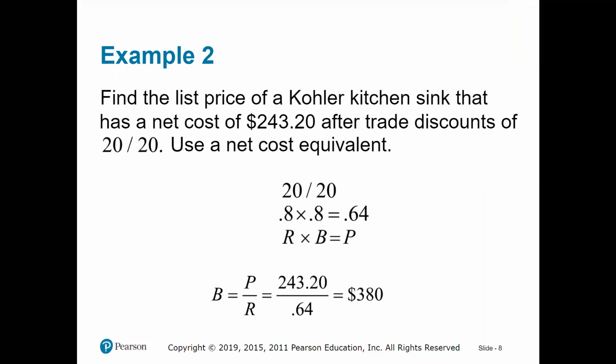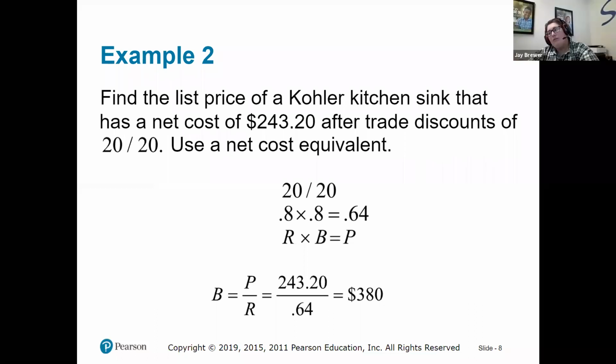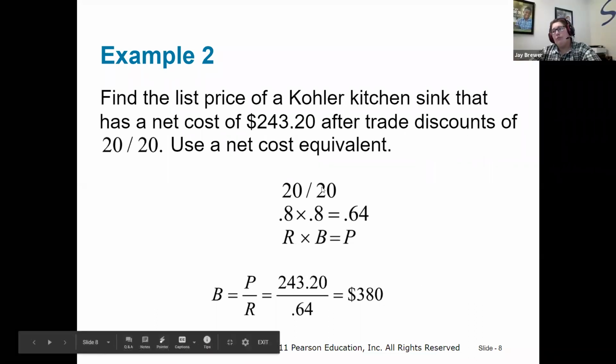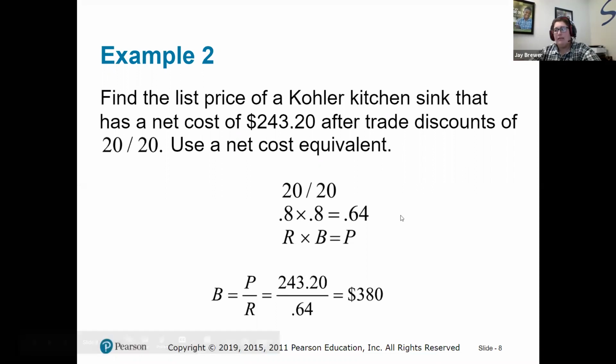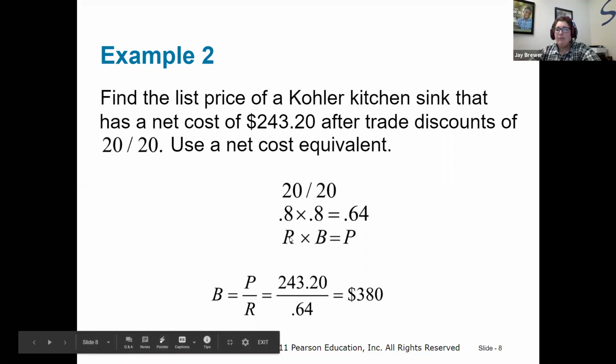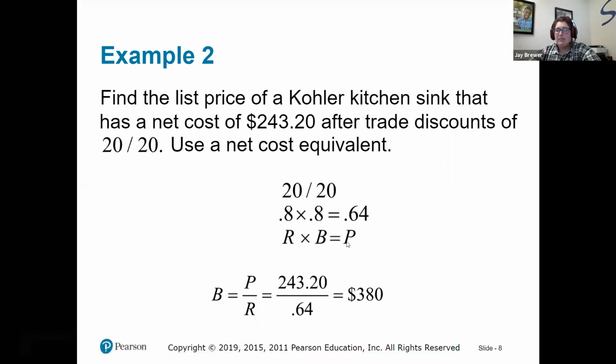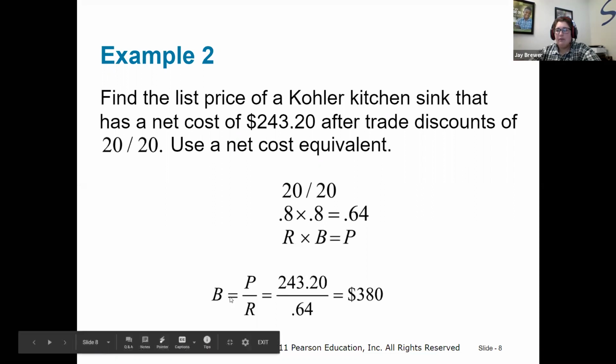Because it's the complement of 20%. Thank you, Tim. Brilliant. Yes, so both were 20s, so they're going to use the same complement. So 0.8 times 0.8 gives us 0.64. We have to realize that we're using rate times base equals part. So then we're going to rearrange that and get base equals part over rate. So they take their part, divide it by their rate, and they get back to the original, which was 380.